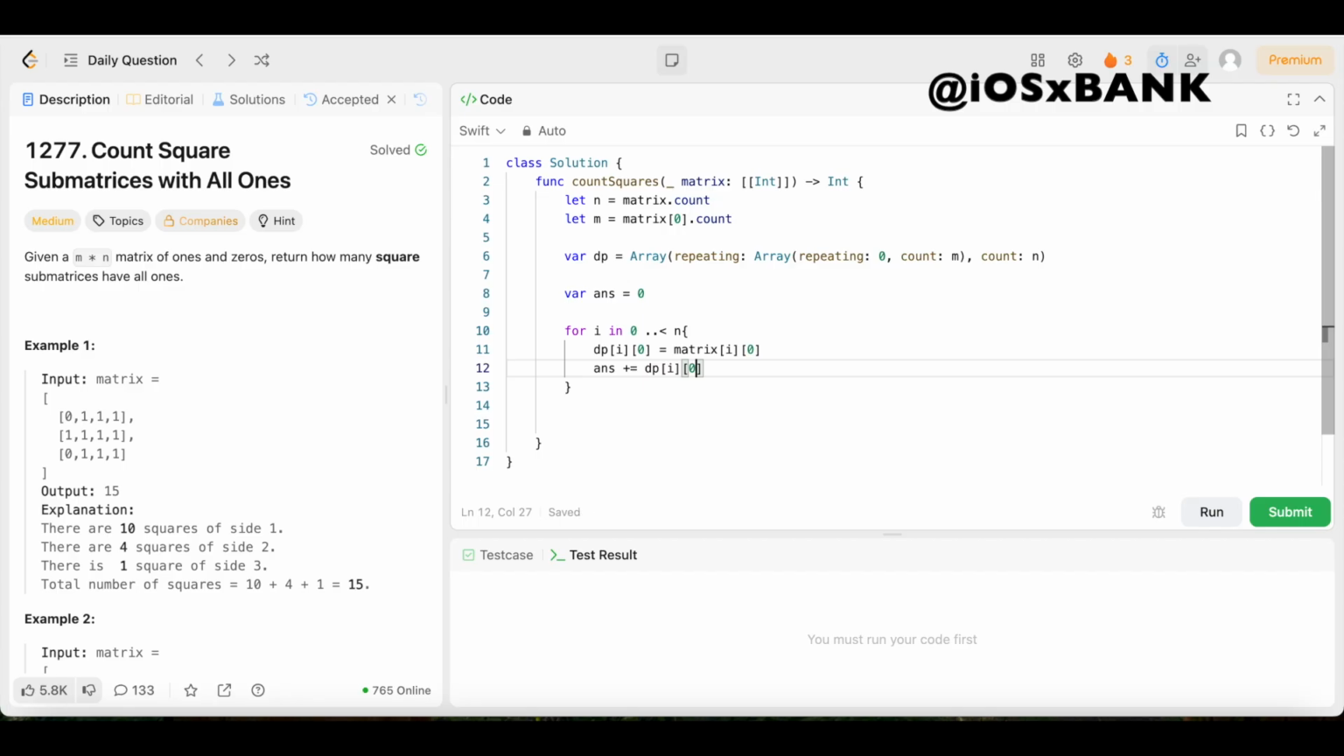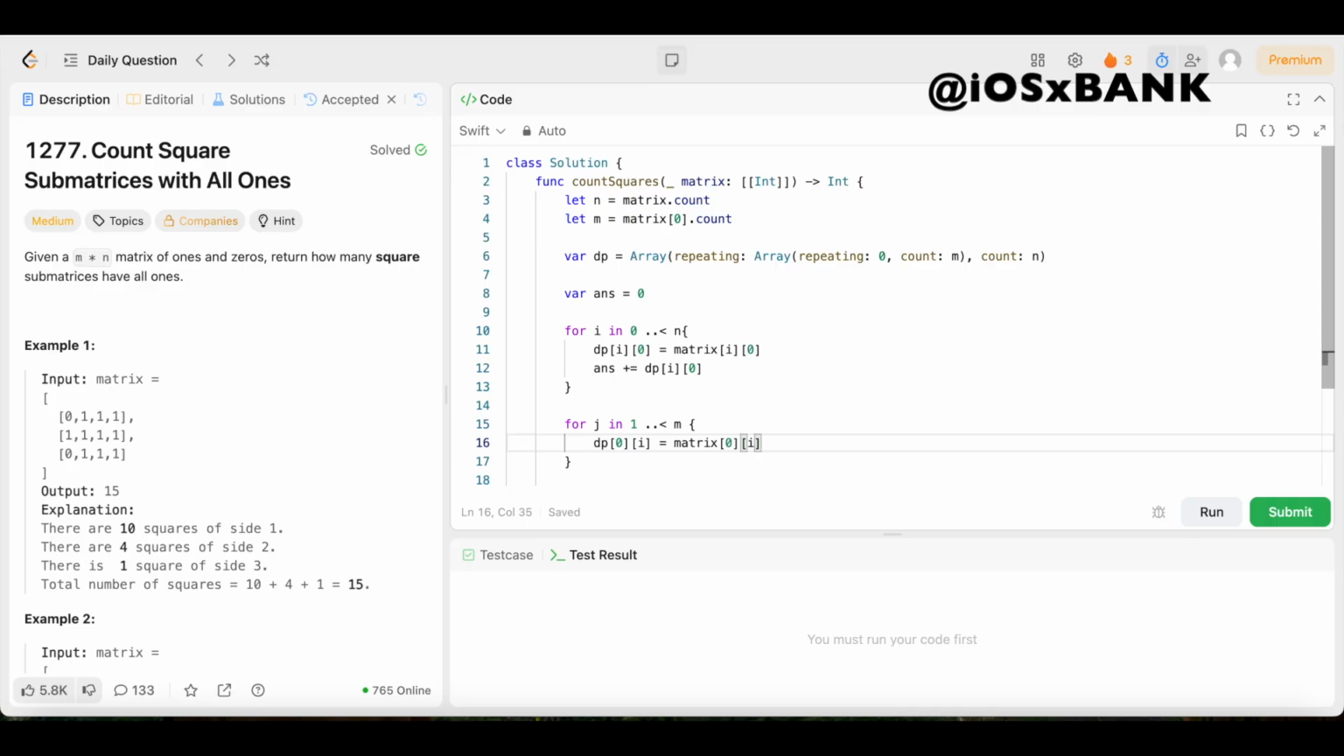Now we're going to initialize the first row. Come underneath that for loop, start another for loop, and we're going to say for j in 1..<m. We're going to open up the brackets and say dp[0][j], and we're going to set that equal to matrix[0][j], and that is the same logic as above for the first row.